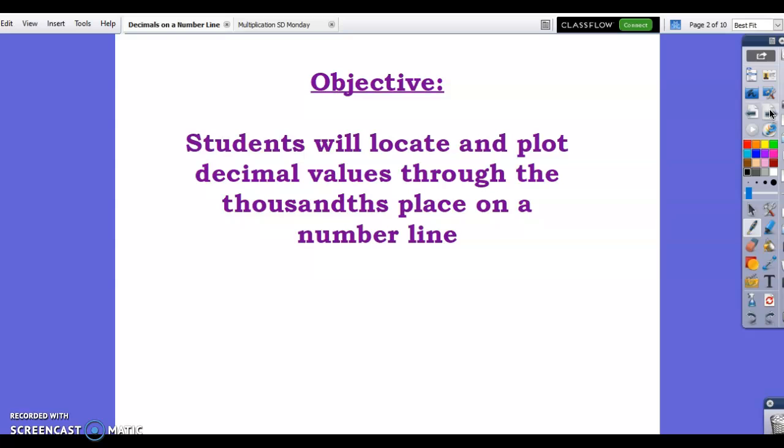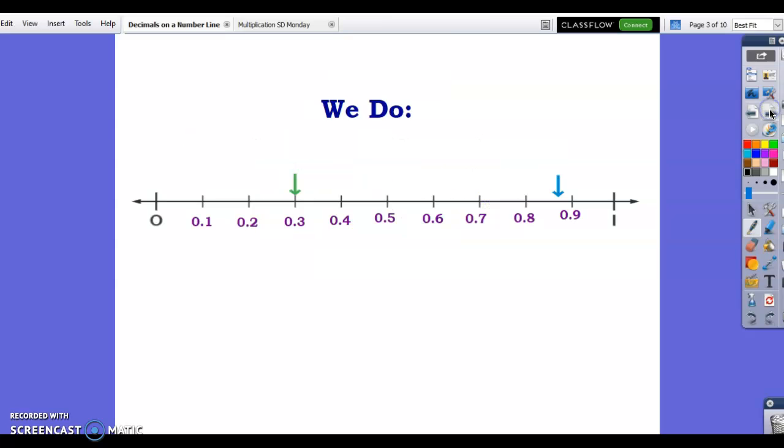Today, students will locate and plot decimal values through the thousandths place on a number line. Here is a we do, and I just want you to put your pencils down and watch and pay attention. So we have worked with decimals through the tenths, the hundredths, and now the thousandths, and so we are just going to review some number lines.